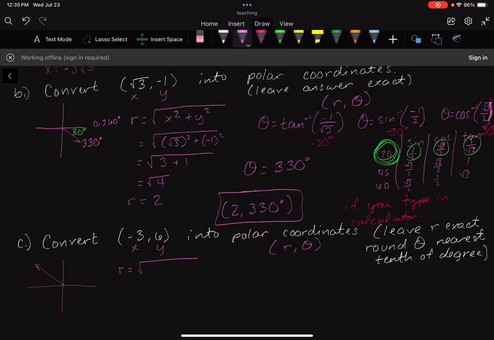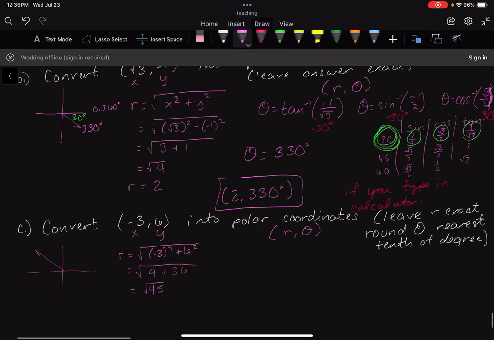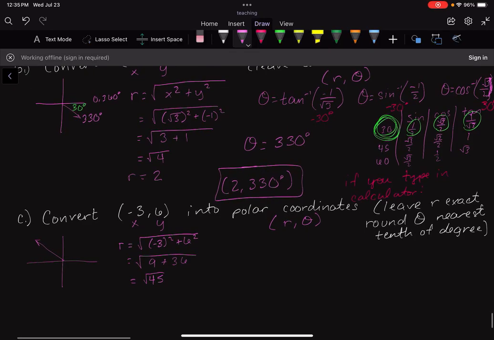So r is the square root of negative 3 squared plus 6 squared. So I get 9 plus 36, which gives me 45. I'm fine if you left it at 45. However, my math lab is going to ask you to reduce that. So it'd be 9 times 5. Square root of 9 is 3. So this becomes 3 root 5.